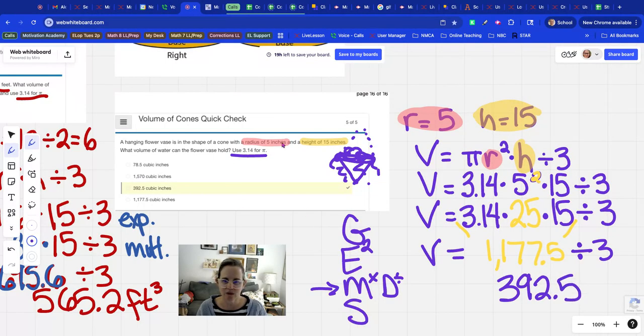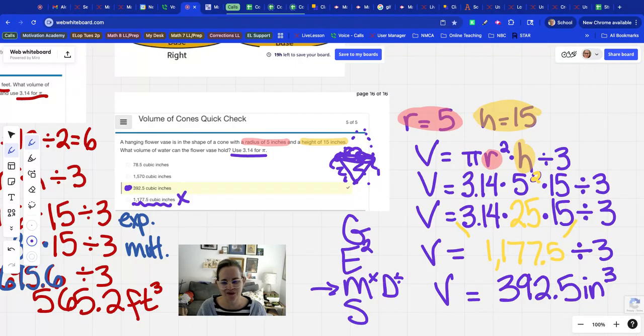392.5. This is volume, and it's measured in inches. So cubic inches, volume. There we go. Okay. Hey, look at this. Is there a distractor answer where they forgot to divide by 3? Yes, yes, there is.